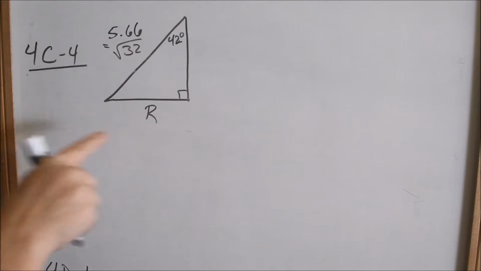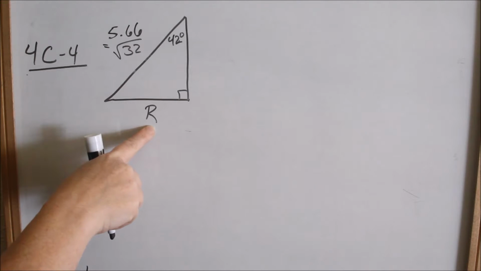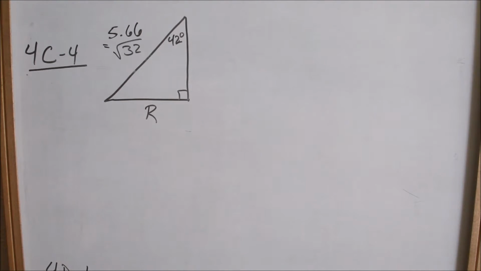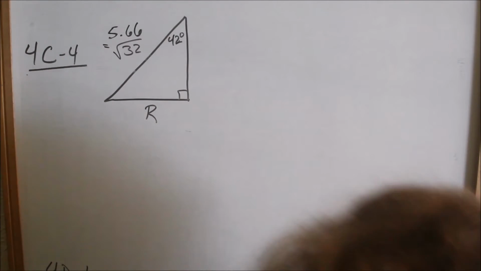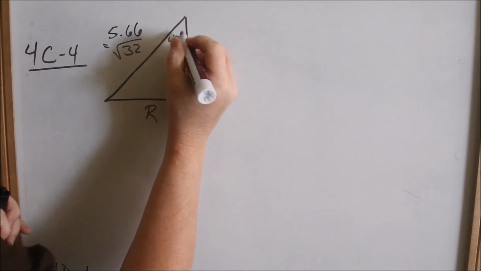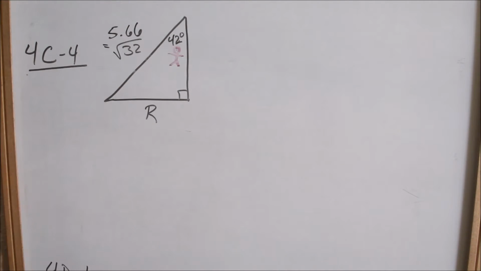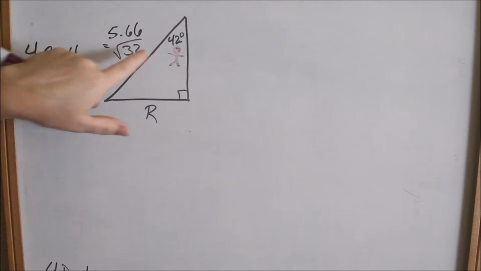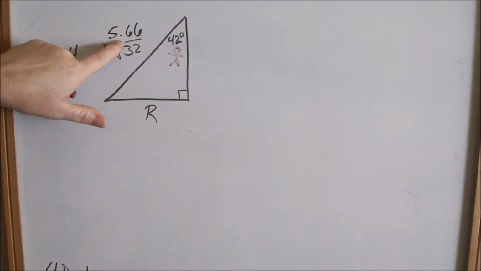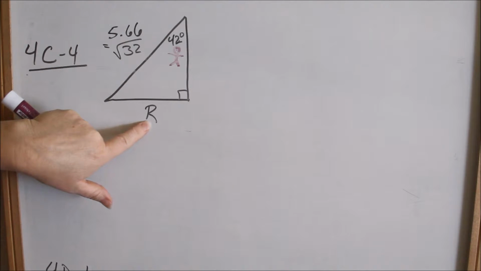Okay. Now I'm trying to solve for r, so I need to know which trig function to use. If I stand at this angle that's been given, 42 degrees, if I'm a little man standing right there, I know the hypotenuse and I'm looking for the side opposite of me.